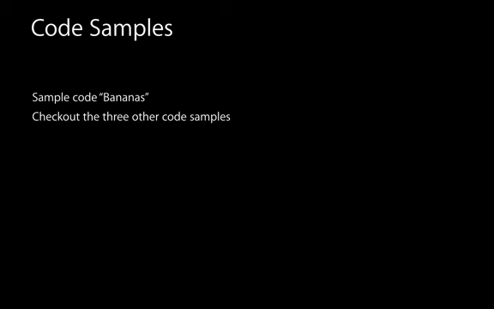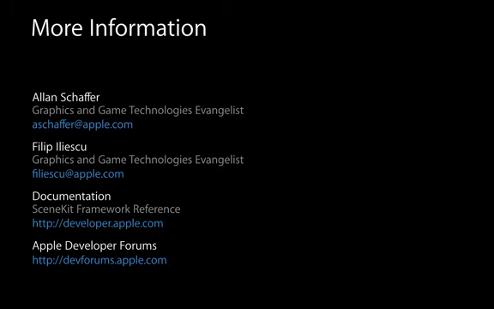So the Bananas sample code we showed earlier is available on the developer website. We also have three other sample codes available: the little car demo we showed in the previous session, the demo that was shown in the State of the Union, and the 3D slides that was shown in the previous session, which is for OS X only. For more information, please contact our evangelists, Alan Schaefer and Philippe Iliescu. We have new gorgeous documentation available on the developer website as well. And we have a dedicated forum for SceneKit on devforums.apple.com. Don't hesitate to ask your questions there.